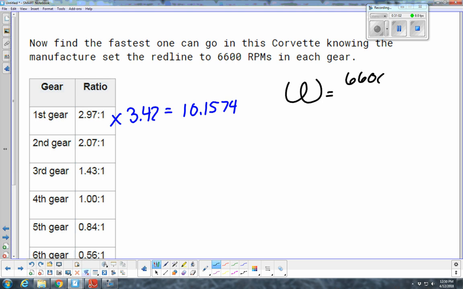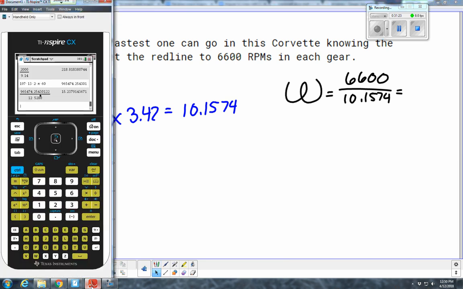Let's see. We're getting two totally different answers there. I'm going to have to show you. I'm not saying I don't trust you, but just don't trust the brain. I got 650. If you round up, you get 650 RPMs. So that is the rotational speed at the wheels for a Corvette.